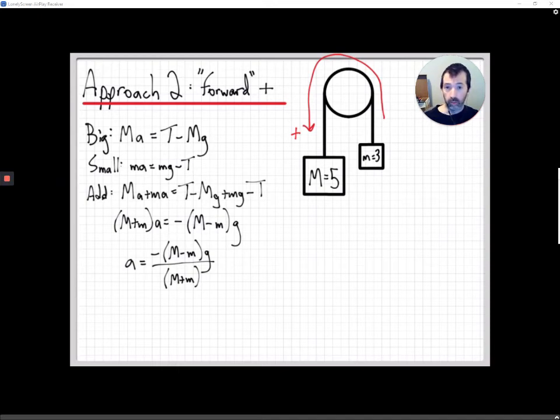So setting up the algebra works the same as before. For the big block, I'm going to do MA equals the sum of the forces. Oh my goodness, I made a mistake, and I'm going to go ahead and fix it in real time. So for the big block, the tension is negative because it points up, and it's the gravitational force that points down, mg. For the small block, it is the opposite. The tension is the forward force, and gravity is the backward force.